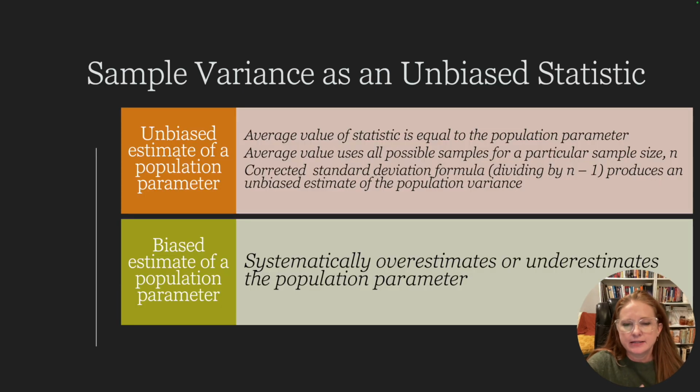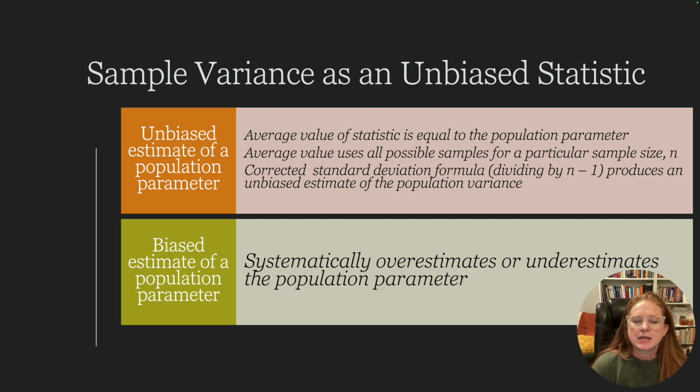Okay. Sample variance as an unbiased statistic. Unbiased estimate of population parameter. Yes, definitely. So the average value of the statistic is equal to the population parameter. I'll say that again: the average value of the statistic is equal to the population parameter. The average value uses all possible samples for a particular sample size, n.